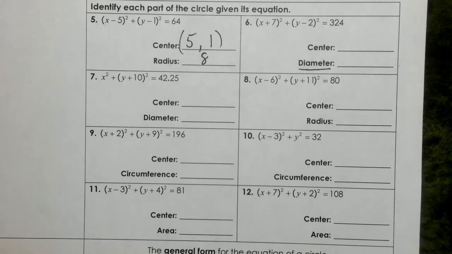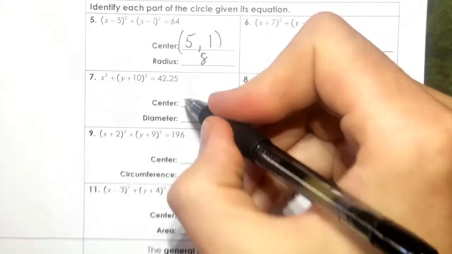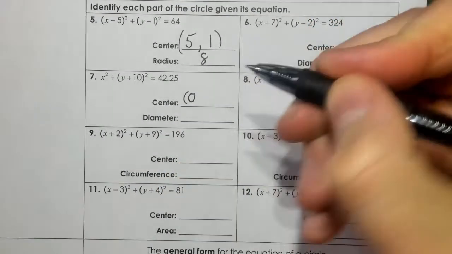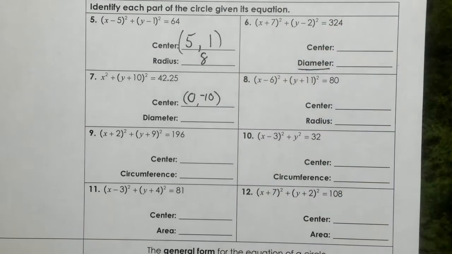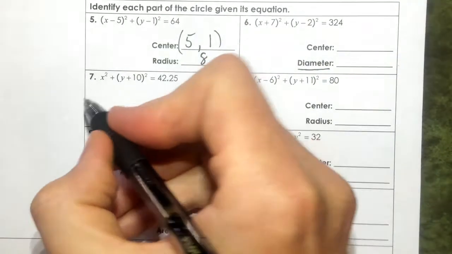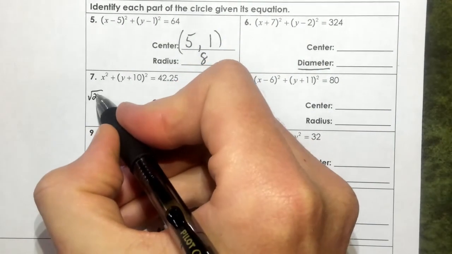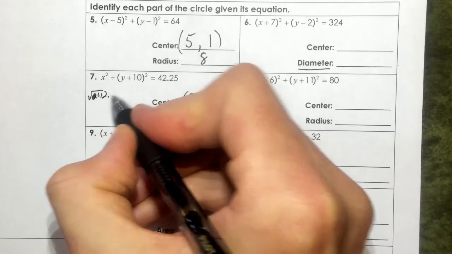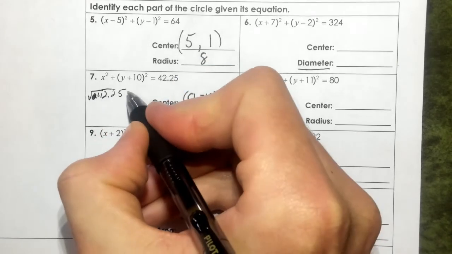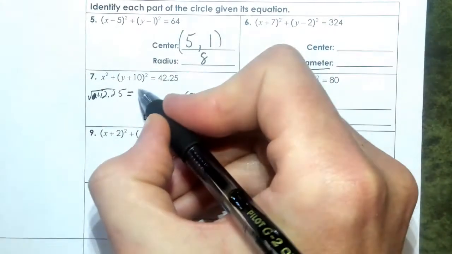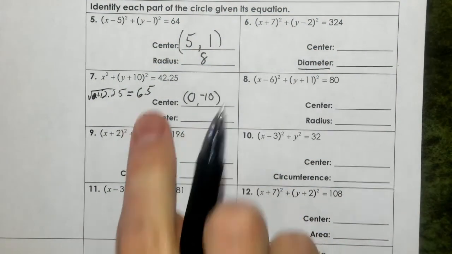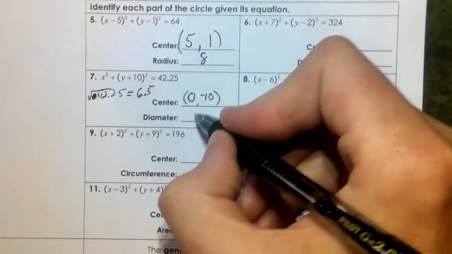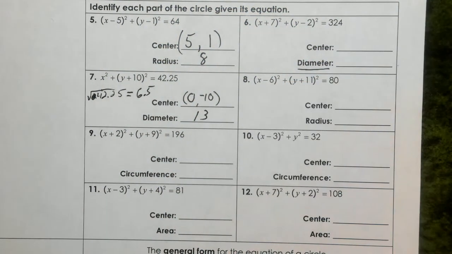Okay, for number 7, we can give the center. Our x is going to be 0, and our y is going to be -10. Again we're asked for the diameter. So if we take the square root of 42.25, we're going to get 6.5. But we're asked for diameter, so 6.5 doubled would be 13. This circle would have a diameter of 13.